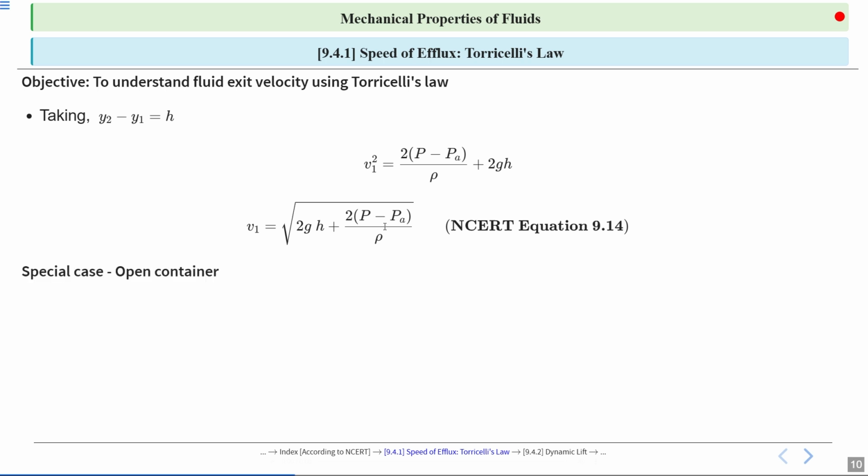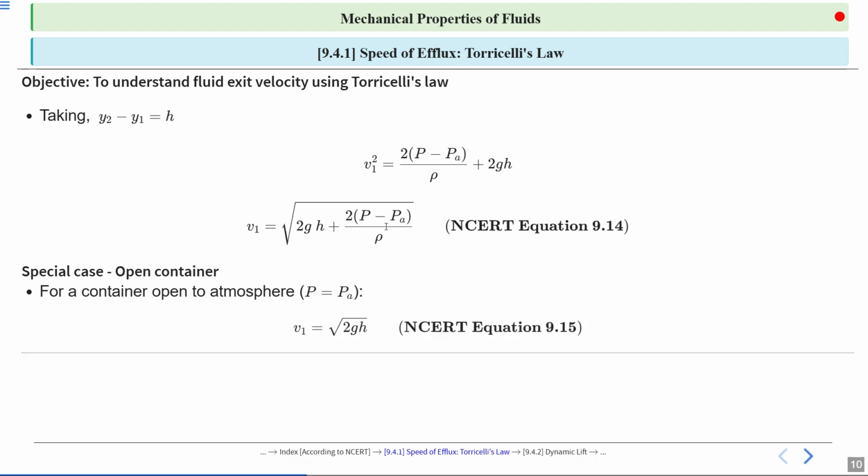Now let's consider a special case. What happens if the container is open to the atmosphere? For an open container, the pressure at the fluid surface P is equal to the atmospheric pressure, which is PA. That means the pressure difference term becomes 0, and only the height matters.